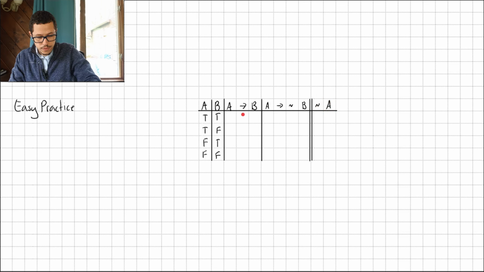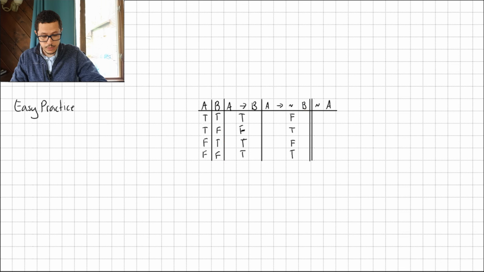True implies true, that's true. True implies false, that's false. False implies true, that's true. Hold on, that's not, there we go. And false implies false, that's true. Okay, moving on to the next one. Let's go ahead and start by evaluating not B, right? So we know that B is true, false, true, false. So not B must be false, true, false, true.